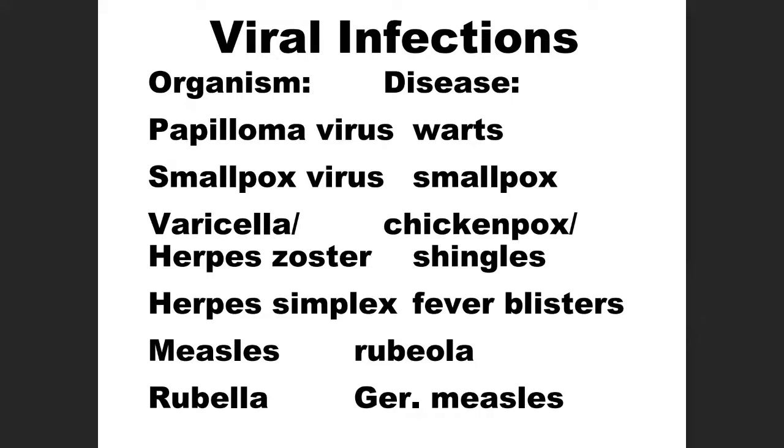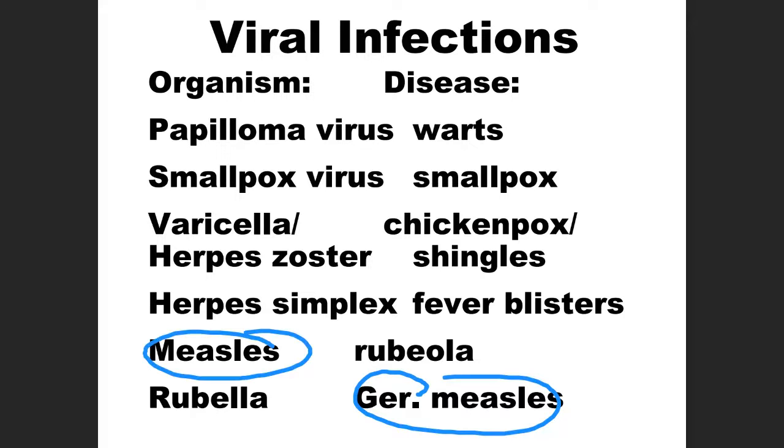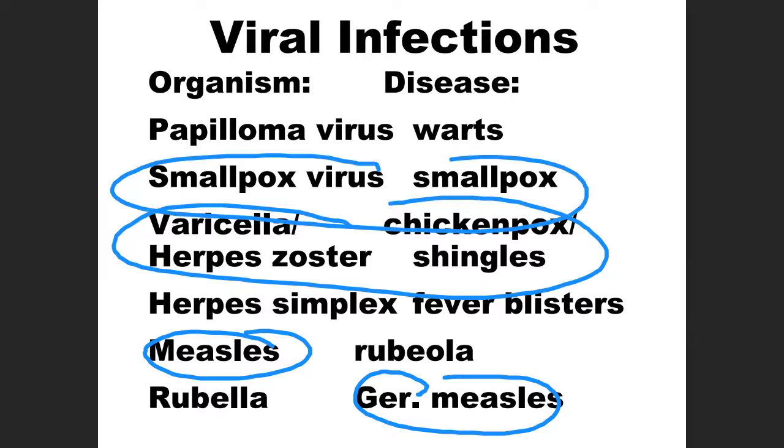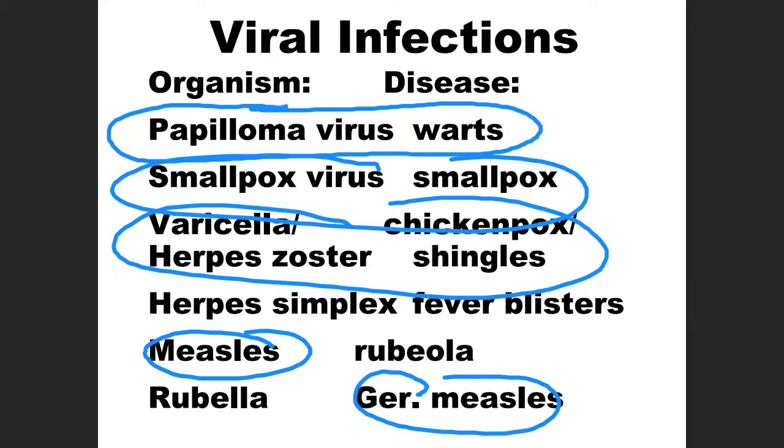So let's move on now to talking about viral infections of the skin. What we're going to talk mostly about are German measles and regular measles. We'll also talk a little bit more about chickenpox and smallpox. As far as the papillomavirus, which causes warts, we're not going to talk about that today because papillomavirus really is more of an STD. So we'll talk more about that when we get into the sexually transmitted diseases section.